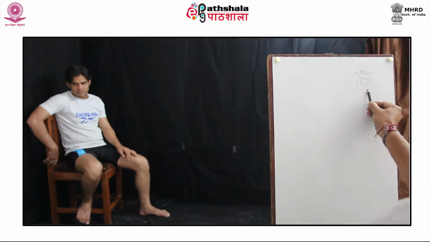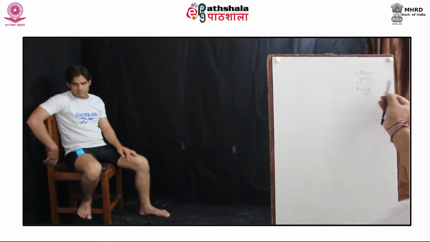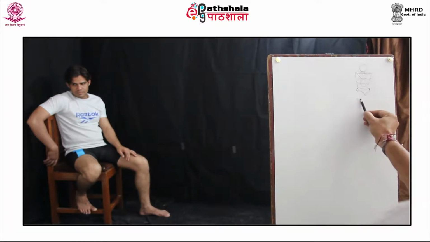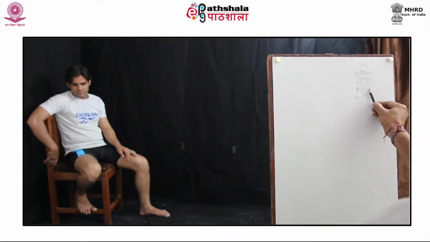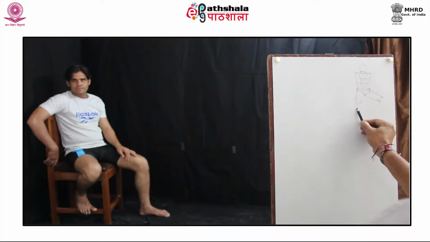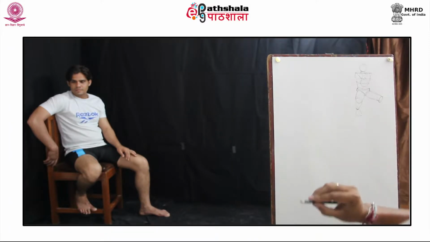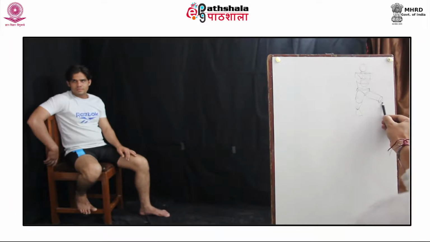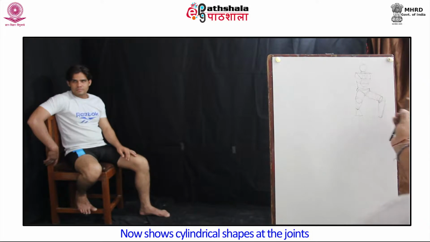Then draw towards the pelvis and pubic area. From there, draw the thighs and the ankles of the seated model in the position in which the model is seated, that is, thighs apart and in a sitting position. Now show cylindrical shapes at the joints.